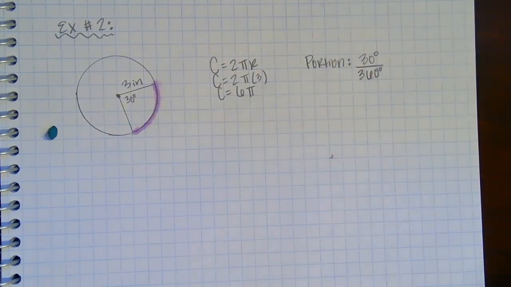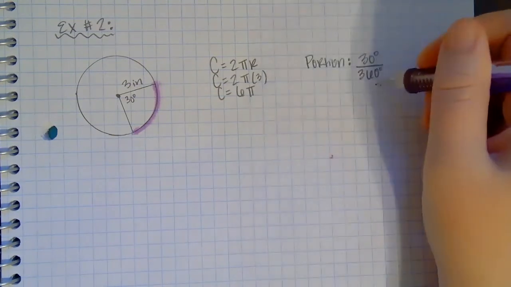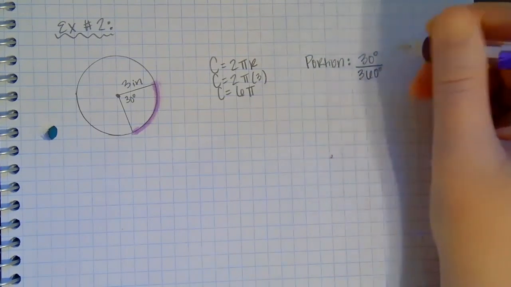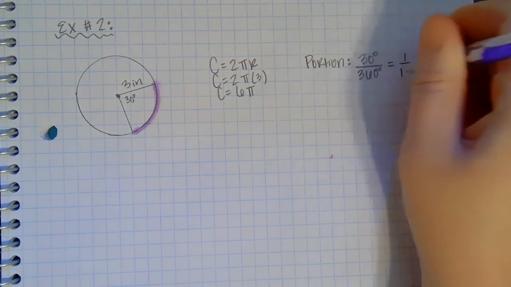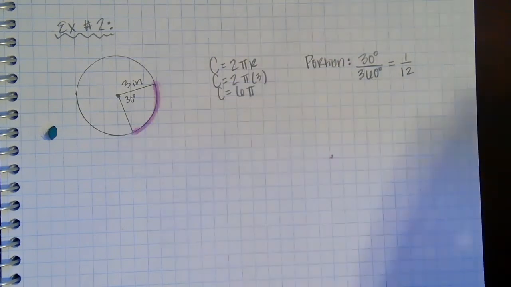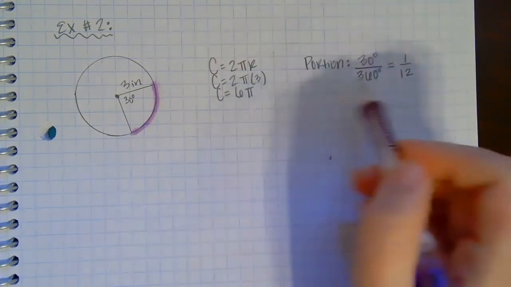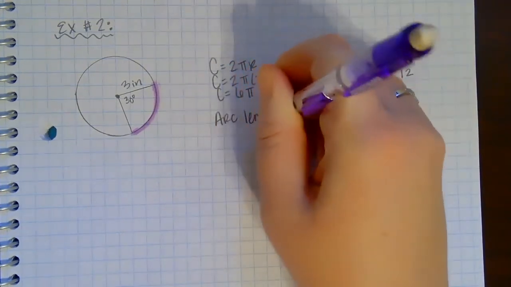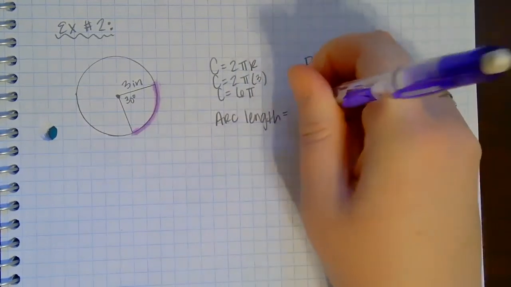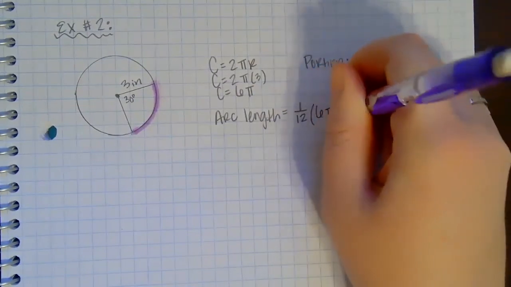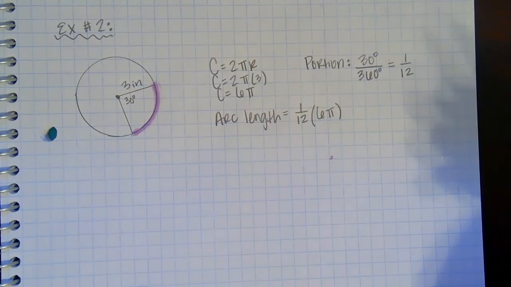Okay. And I'm just going to show you another way of simplifying here. It's up to you if you want to use it. You could also simplify first and then multiply. For example, here, 30 goes into 360 12 times. So I could write this as 1/12 if I wanted to. It doesn't matter if you simplify first or at the end. That's your choice. Either way, I need to multiply my circumference times my portion to find my arc length. So my arc length is my portion, using what I already simplified, times my circumference. And again, it doesn't matter if you simplify first or later.